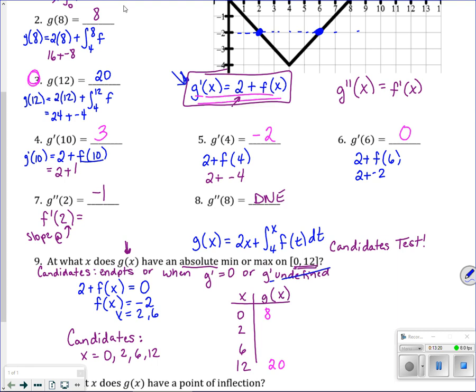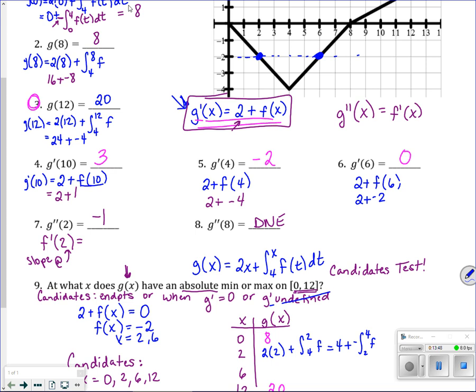So if I'm finding g of 2, that would be 2 times 2 plus the integral from 4 to 2 of f. Okay, well, let's think about what that would be. Of course, that would be 4 plus, now this integral, let's think about this one. I do have to look at my picture. I do like opposite. So 2 to 4 of f. Let's go to my picture.